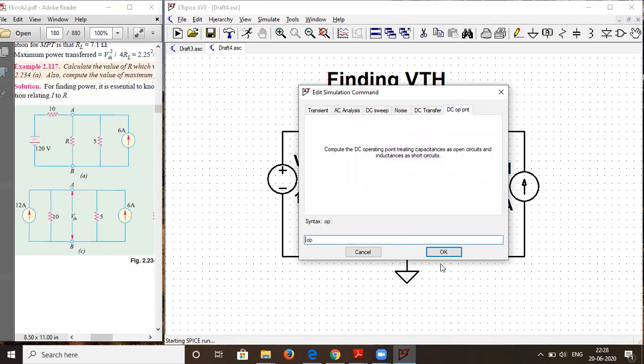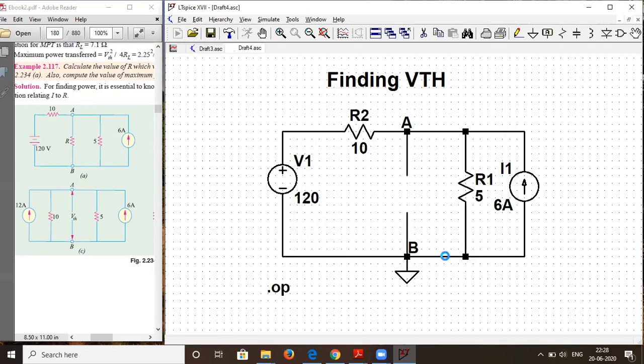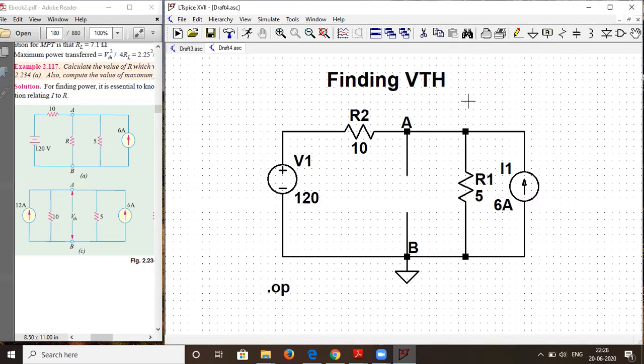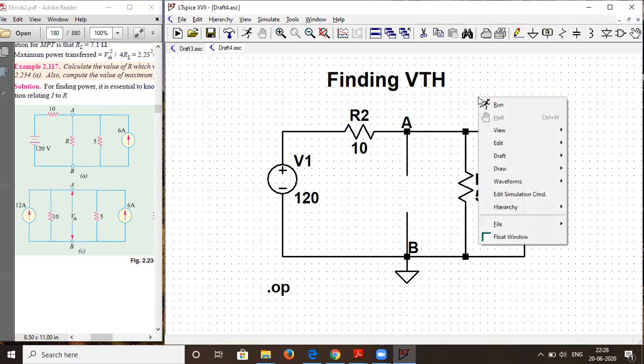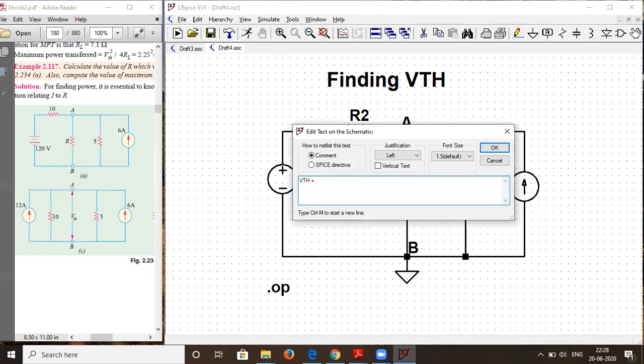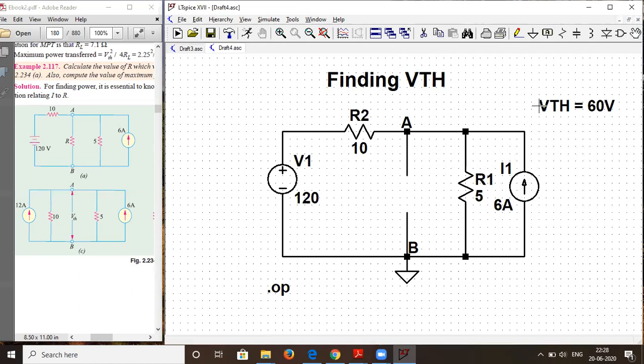So we'll select the DC operating point and click on OK. This directly gives us the value VA with respect to B. B is ground, so it is around 60 volts. So here we get VTH. Let me just write this. So VTH is equal to 60 volts. And next we are finding RTH. So let us find RTH next.